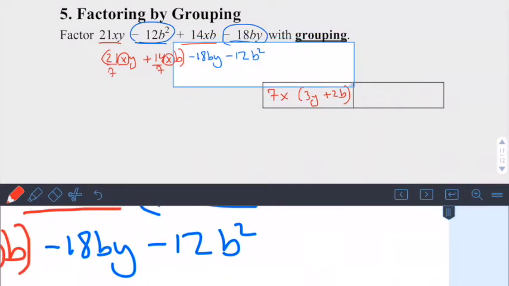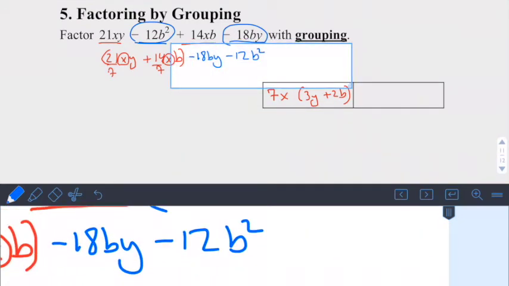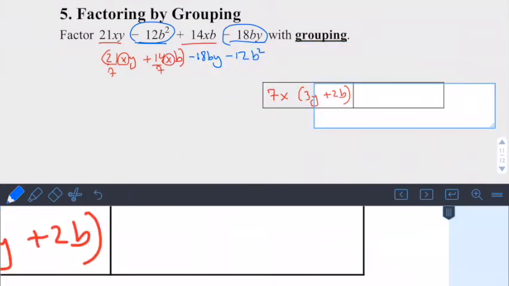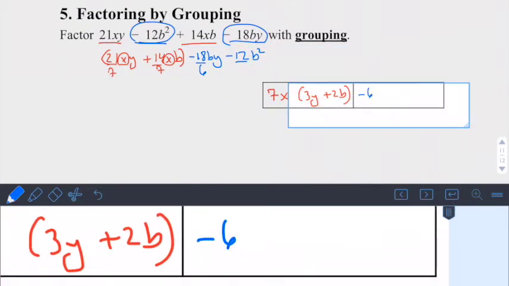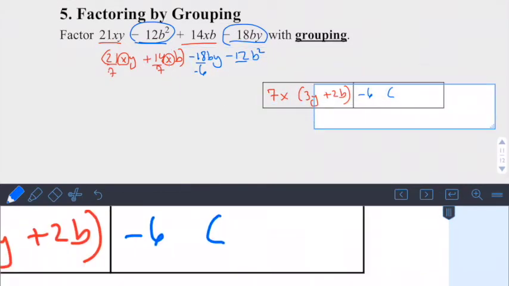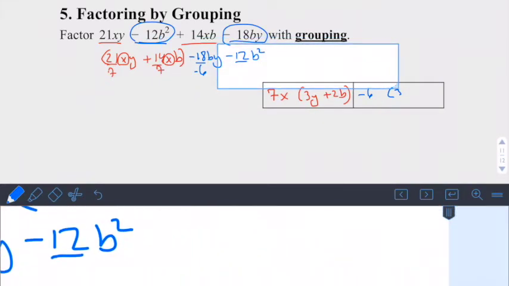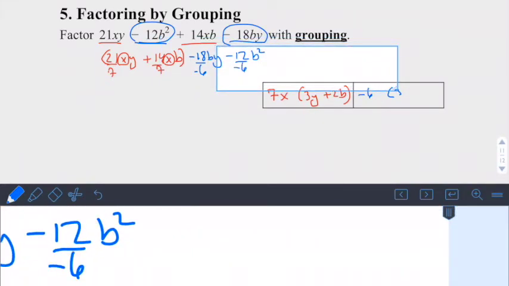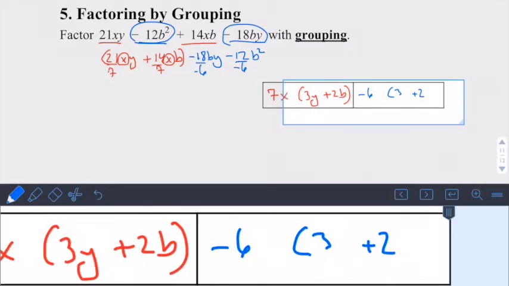Now let's do the same thing to this one. Well, notice this was positive and these have a lot of negatives, so I'm going to factor a negative out. 18 and 12 are both divisible by 6, so I'm going to factor out that negative 6. Well, 18 divided by negative 6 is positive 3. Yay, that matches. Okay, negative 12 divided by negative 6 gives me positive 2. Hooray, that matches as well.